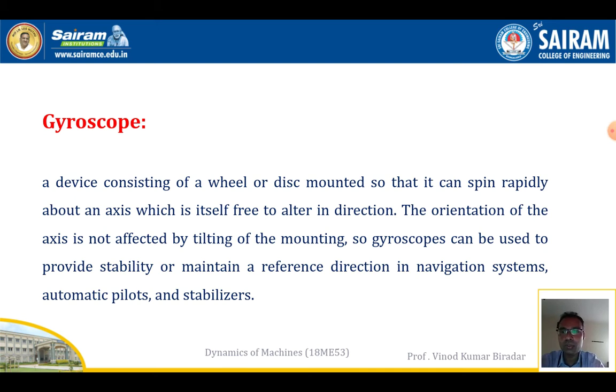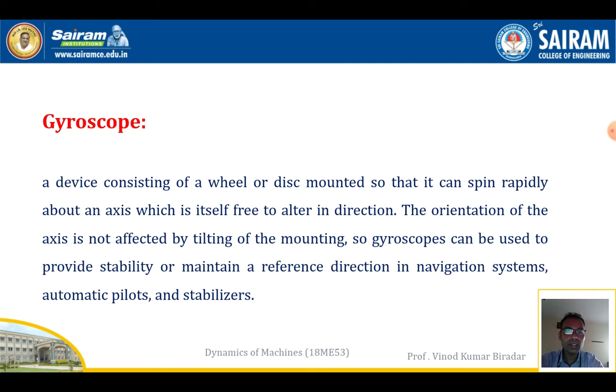Before starting the gyroscope couple derivation, let me understand what this is. Already we studied what you mean by gyroscope. A gyroscope is nothing but a device consisting of a wheel or a disc mounted so that it can spin rapidly about an axis which is itself free to alter in direction. So it is a device which spins rapidly about an axis which is itself free to alter in direction.